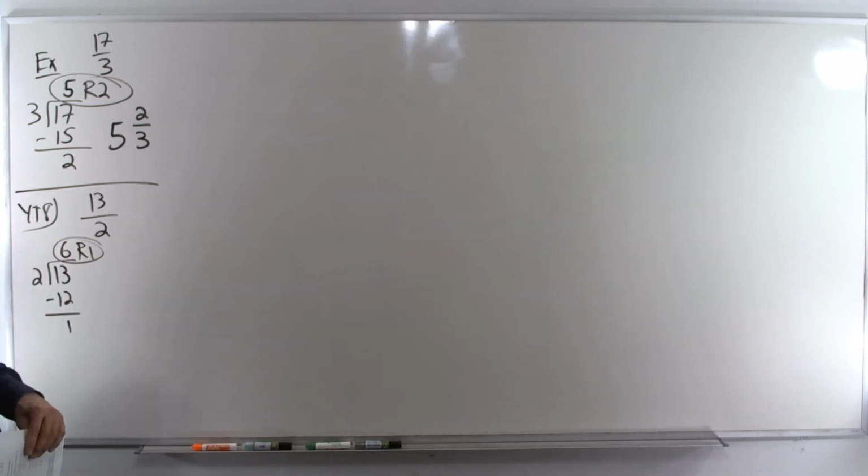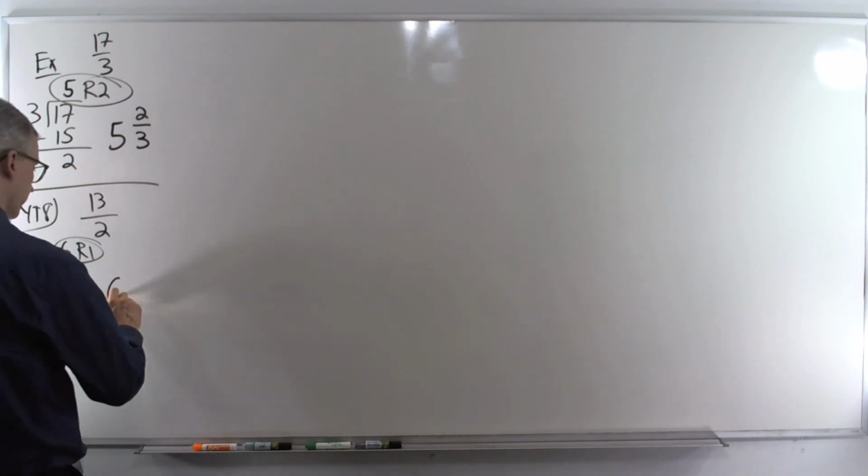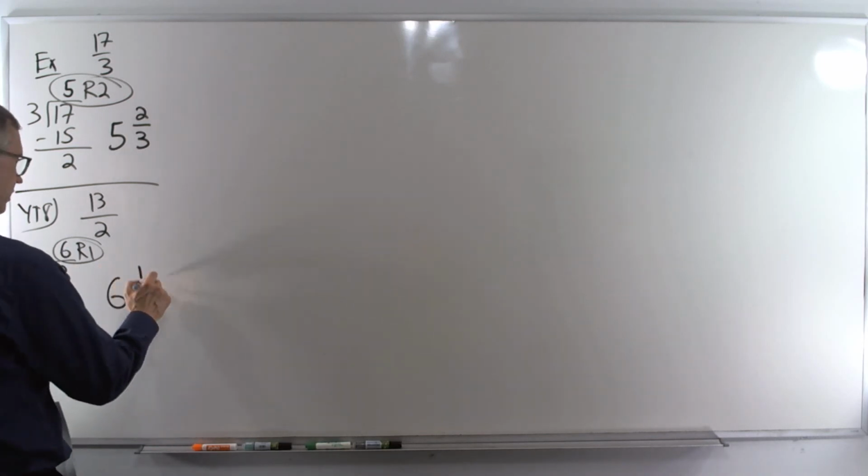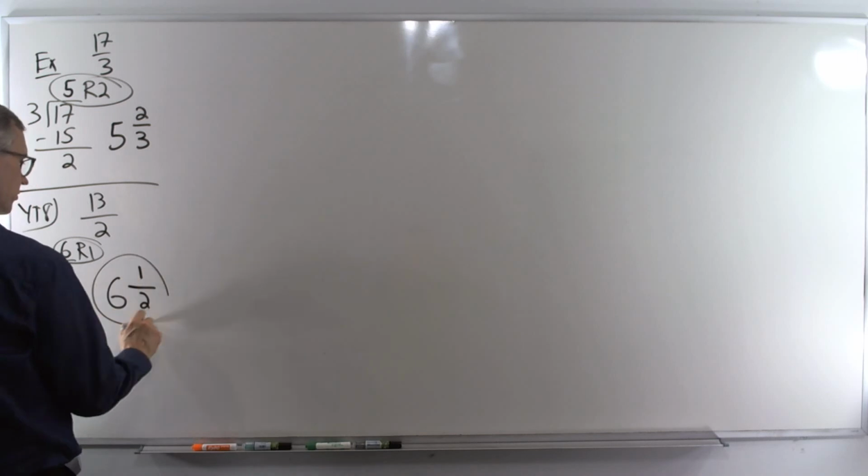So divide that out, we get 6 remainder 1. So that gives us a whole number of 6. The remainder is the numerator. Denominator stays the same at 2. 6 1/2.